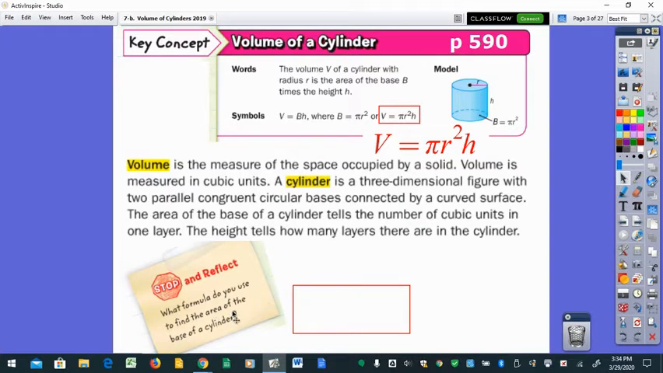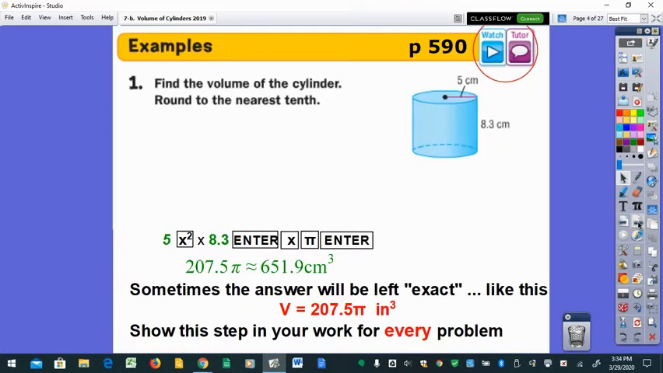So what formula do you use to find the area of the base of the cylinder? It's our area of a circle, pi r squared. Again, we're trying to figure out with volume how much stuff fits in the can. Like, what's the measure of space that's inside the cylinder? So let's do an example here.